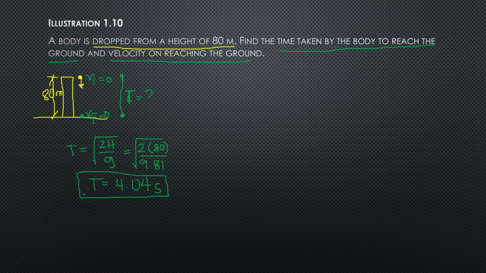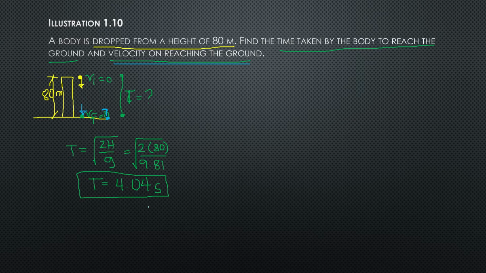Let's say solving for final velocity. Sorry, this is a question mark. This is unknown based on the given. Okay, so solving for final velocity. The direction of the final velocity is downward.